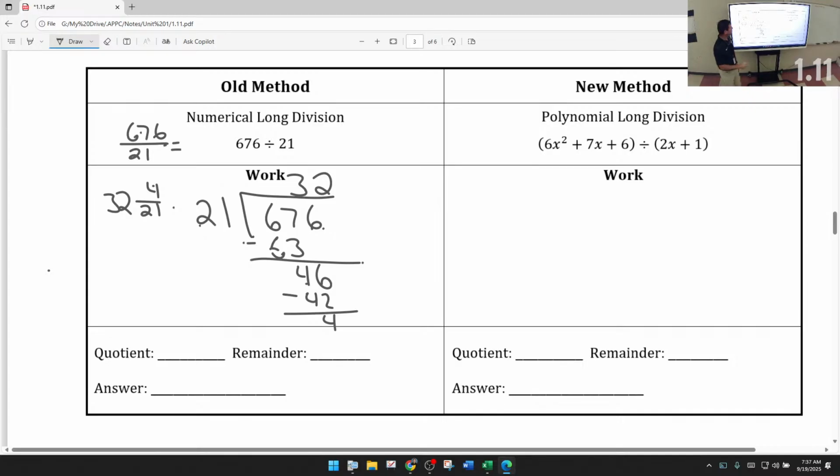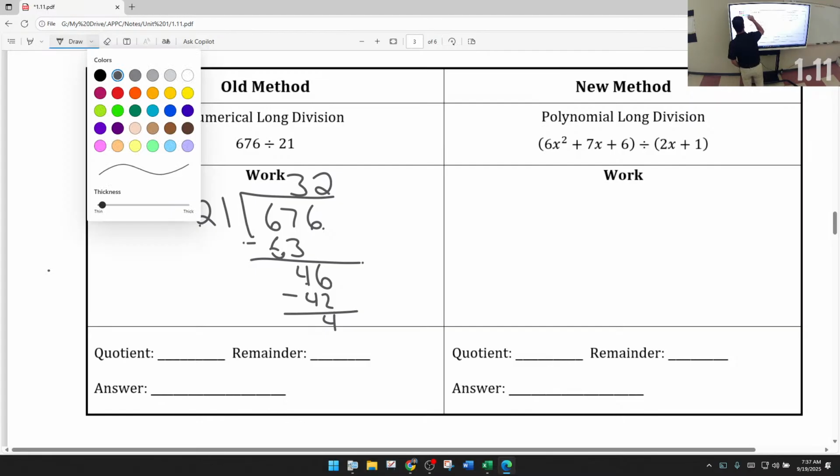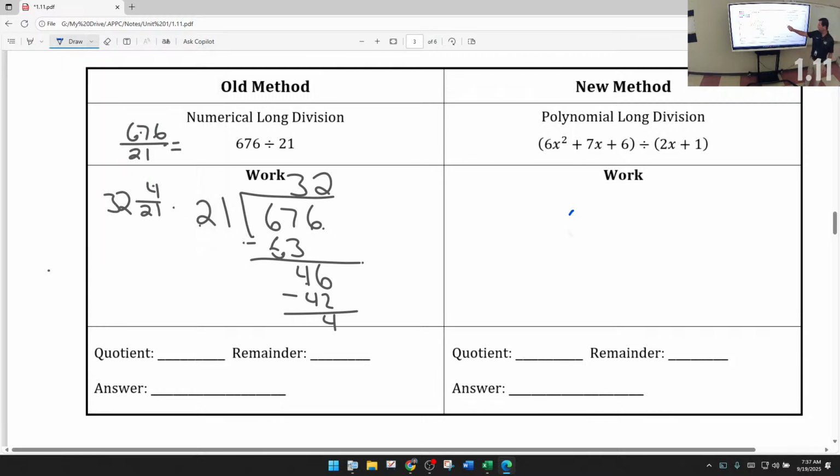Okay? So let's go over here and do this problem the exact same way. Notice that they got a 6 and a 7 and a 6 and a 2 and a 1. It's very similar to that over there. Okay, they're trying to link it all together. So we're going to do 6x squared plus 7x plus 6 divided by 2x plus 1.